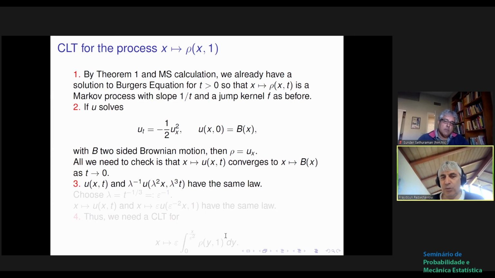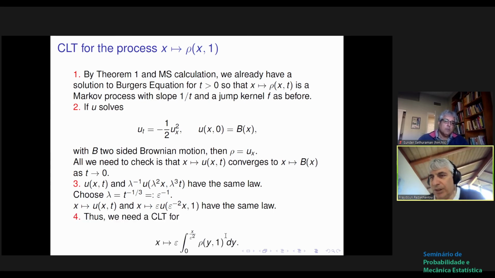So remember that u has some scaling property. It has to do with the fact that Brownian motion has a scaling property, and Burgers' equation has a scaling property. You combine these scaling properties, and it says that the process u(x,t) and the process u(lambda squared x, lambda cubed t) divided by lambda have the same law. Now choose lambda to be t to the minus 1/3 and declare t to the 1/3 as epsilon. Then it basically says that the process u(x,t), when you vary x and fix t, and the process epsilon to the minus 2 times u(epsilon x, 1) have the same law.